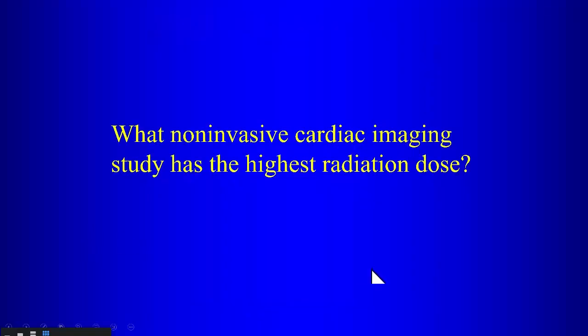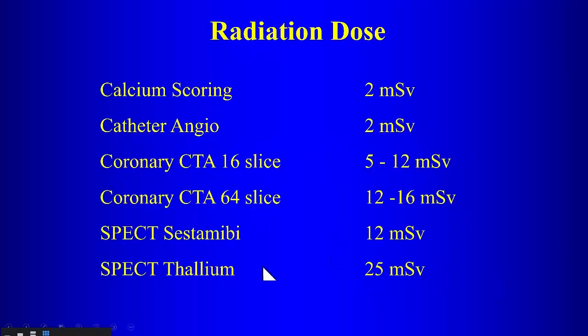Now, if I were to ask you what non-invasive cardiac imaging study has the highest radiation dose, everybody talks about dose, what study would you guys think about? What's that? Sestamibi. There's one with an even higher dose, although it's not done as much anymore, right? And that's Thallium, right? Thallium.